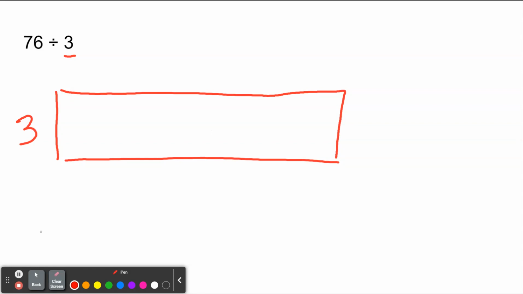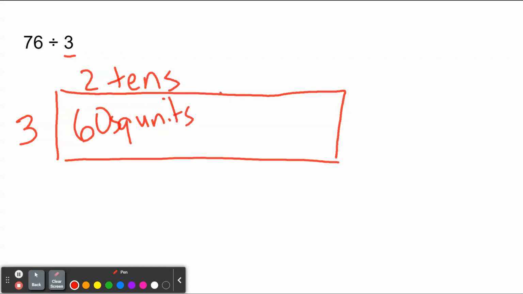So I know that 3 times 2 tens is going to give me 60 tens, or 60, right? So if I take 2 tens, that is going to give me 60 square units. Right? So now I have 3 times 2 tens is going to give me 60 square units.